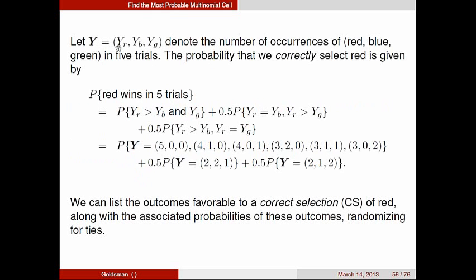I'm going to let Y be the vector of the number of reds, the number of blues, the number of greens that I see in 5 trials. Now, don't worry about this. This mess right here is the probability that red wins in 5 trials. Remember, we secretly know that red is the most probable color. I think it's probability half. I can actually go and calculate this probability that red wins. This is what we would call the probability of a correct selection if my rule is to just take 5 observations.